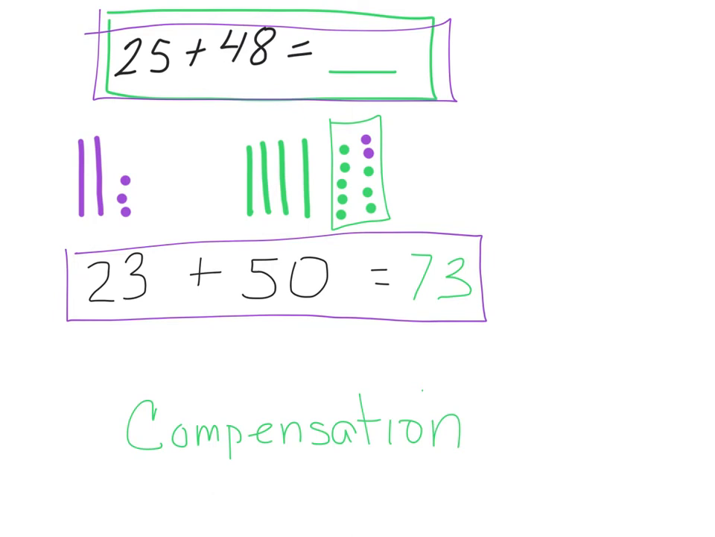Recall the learning objective for today's lesson. I can use compensation to develop my thinking for two-digit addition. What we just modeled was compensation. So compensation is taking ones from one addend to make the other addend the next tens number in order for us to add two-digit numbers easily and mentally.